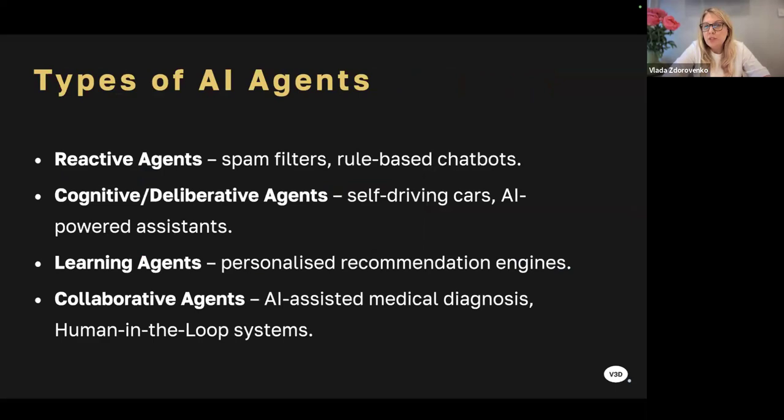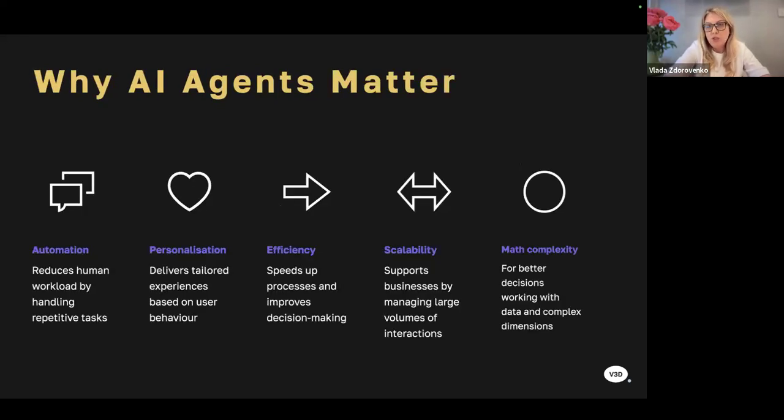They are different in their area and their limitations and what they can do. So, for example, it can be spam filters, rule-based chatbots, but not all of them are learning from their previous experience. It can be self-driving cars, AI-powered assistants, personalized recommendation engines. It all can be powered by AI agents. And that's helpful, especially if we consider collaborative agents, when they can assist with diagnosis, with human-in-the-loop systems. The way they are used and why we need to know about them, why they matter, it's because they can automate, they can make a personalized experience.